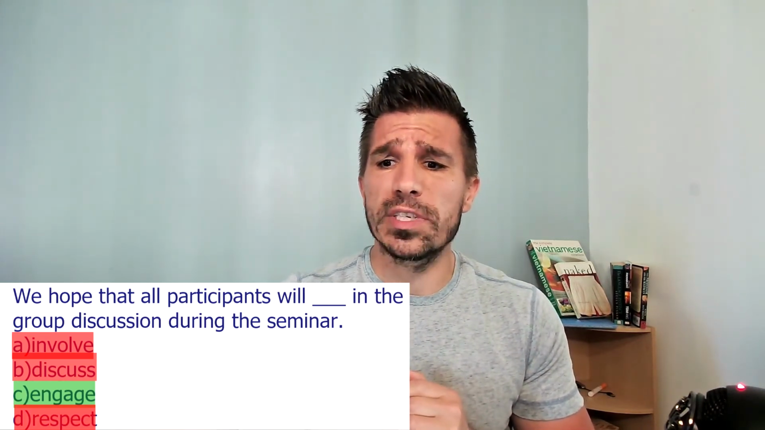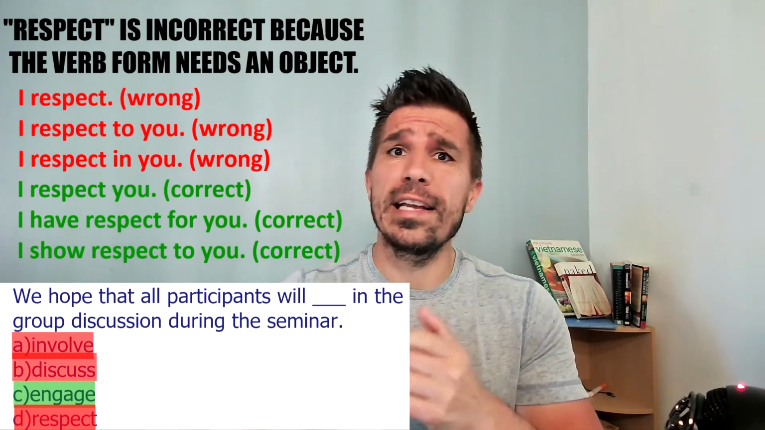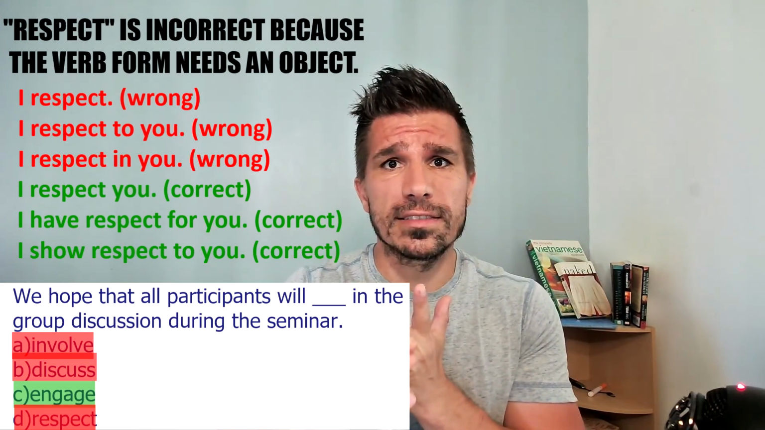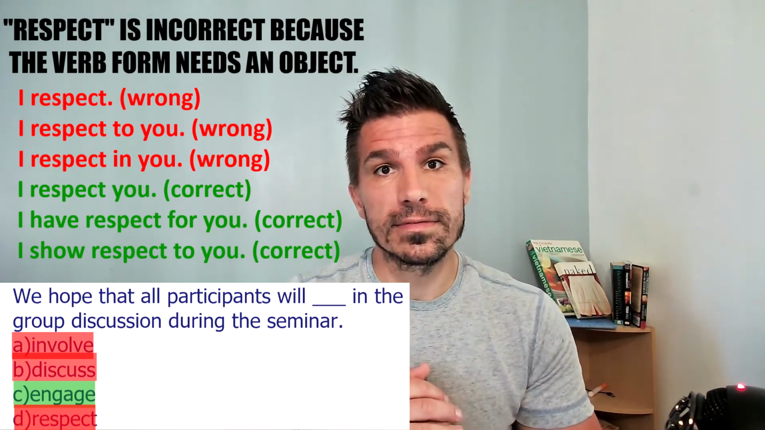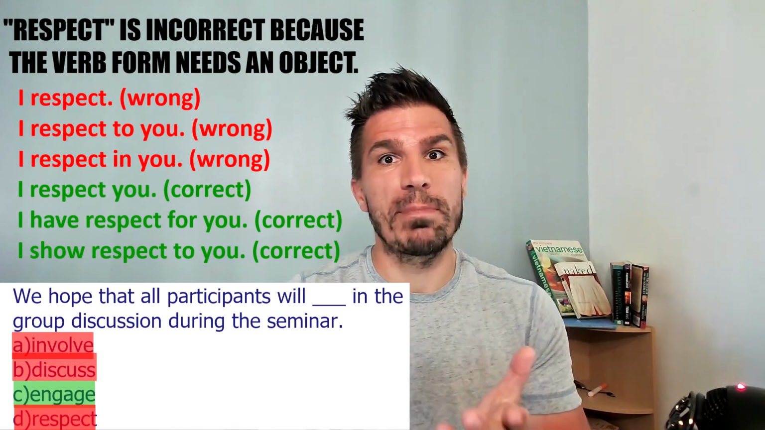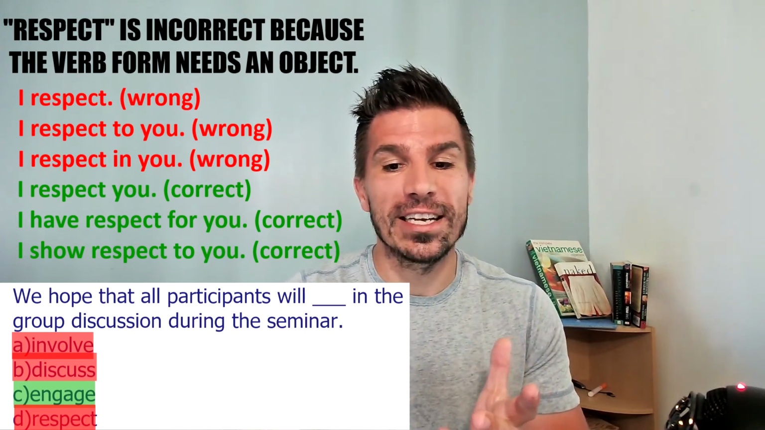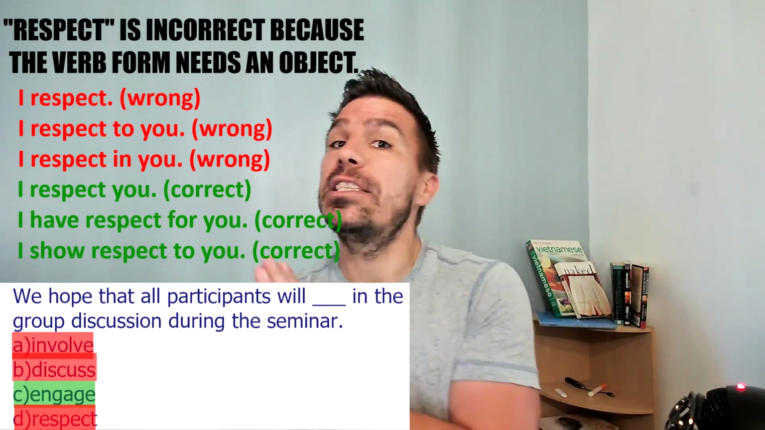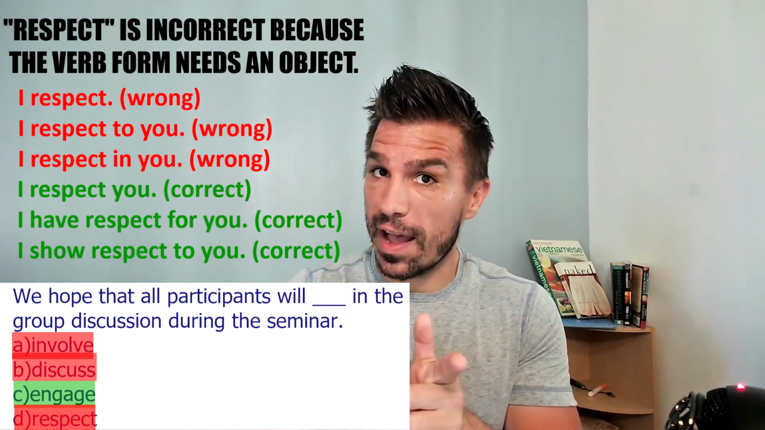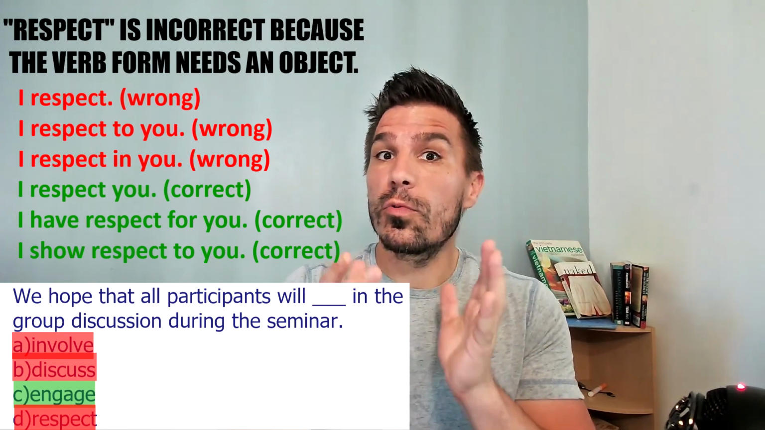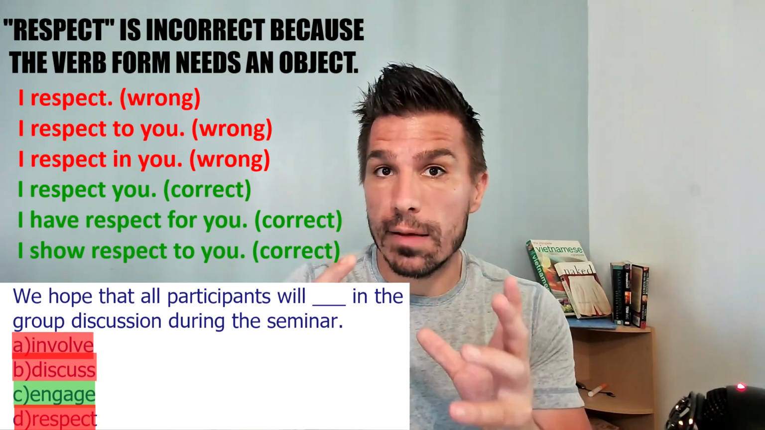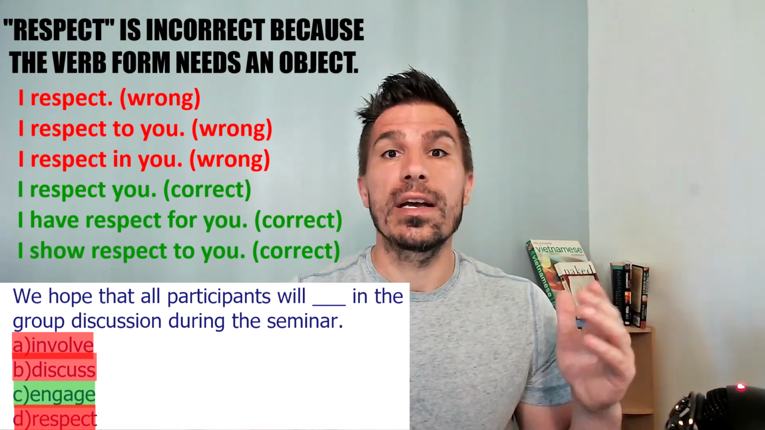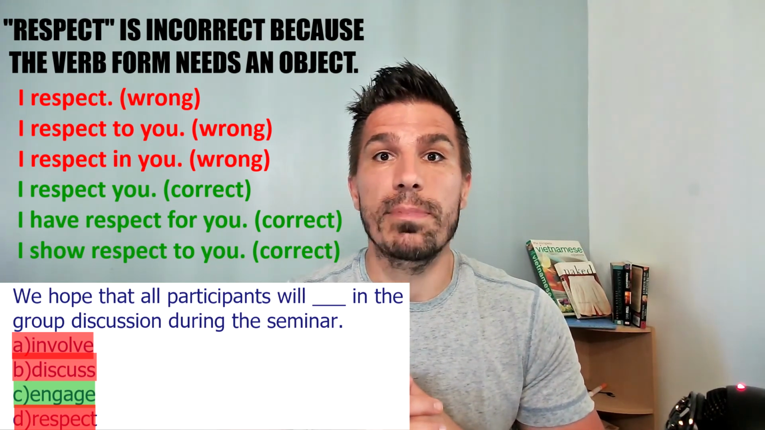All right, and why is respect wrong? Respect is like involve. Respect is like discuss. You need an object. So if I say, I respect, you're going to say, you respect what? If they said, we hope that all participants will respect each other in the group discussion, that's fine. But here, we don't have a noun or an object after respect. So as I said, the best answer is engage. If you engage in something, you participate in something.